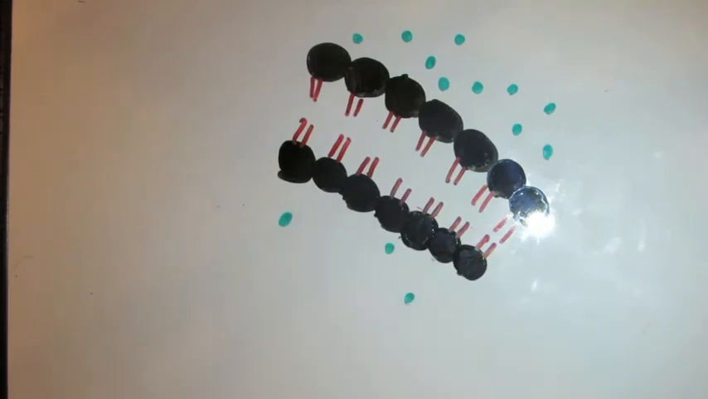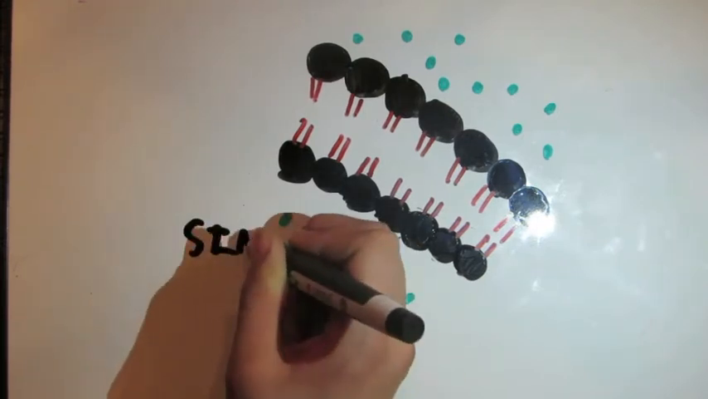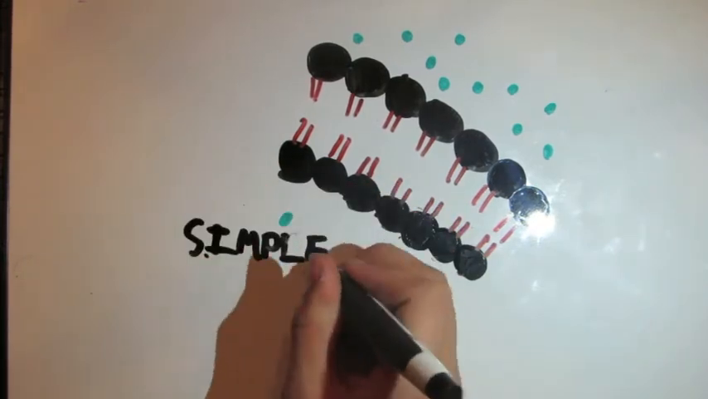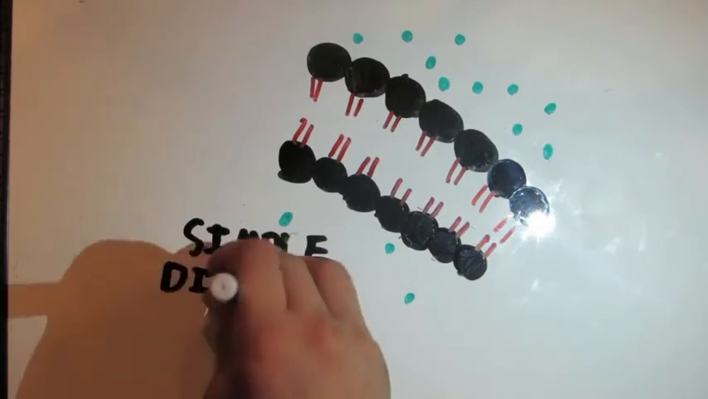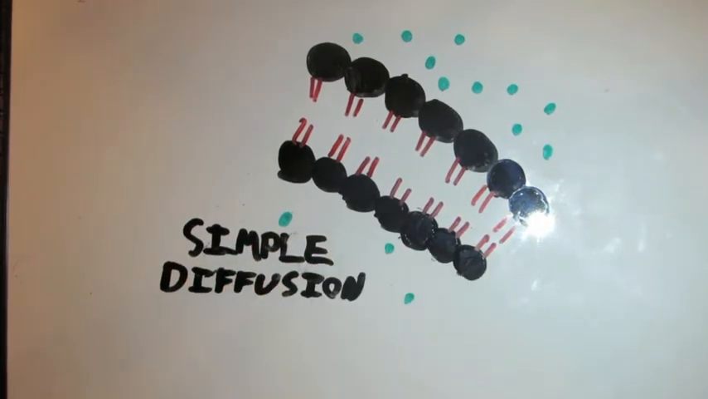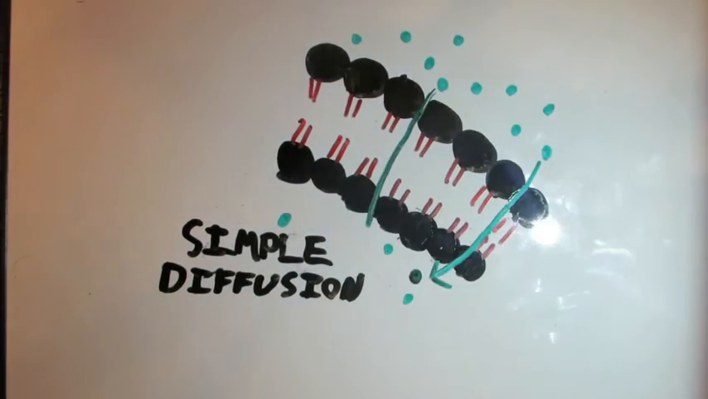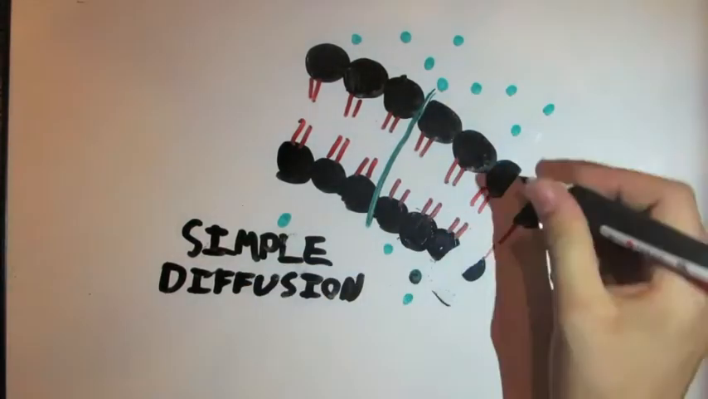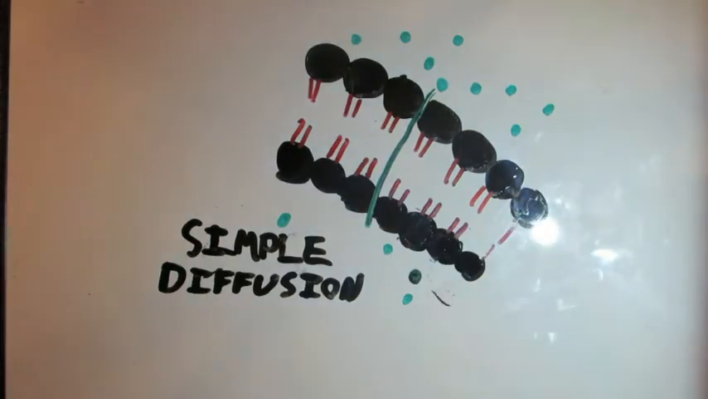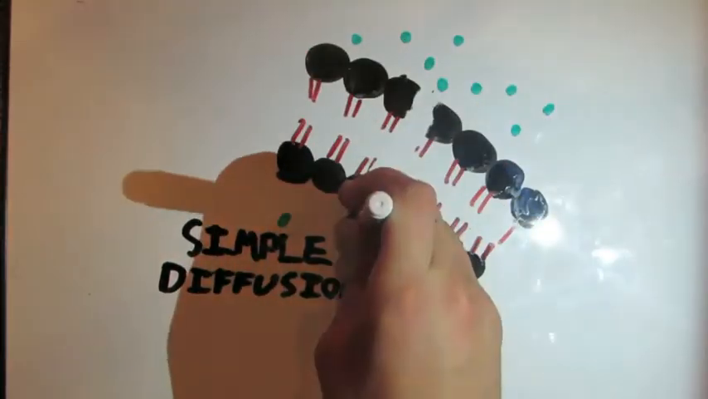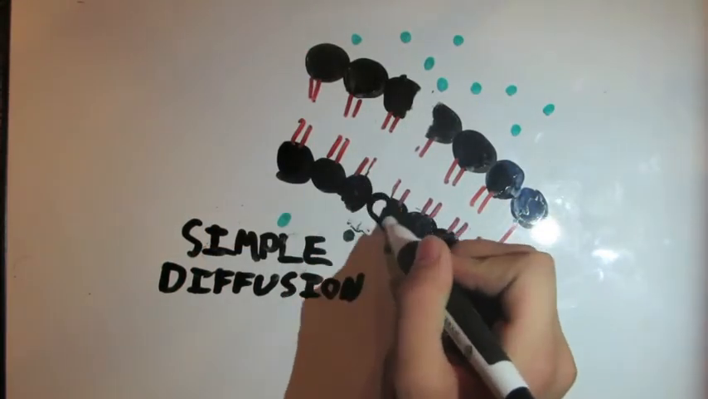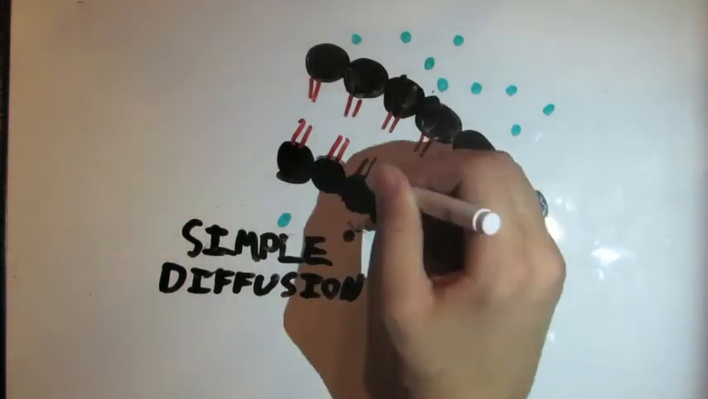When solute concentration becomes even in two separate areas, the concentration gradient disappears and an isotonic environment is created. In the diagram shown, simple diffusion can be seen taking place, as the molecules, represented by green dots, diffuse across the phospholipid bilayer in order to even out the solute concentration between the two environments.